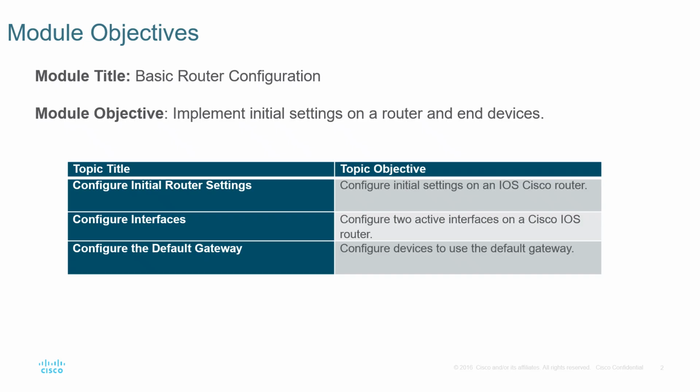So configure initial router settings is to configure exactly initial settings on an iOS Cisco router. You're going to configure 2 active interfaces on a Cisco iOS router, and you are going to configure the default gateway. So configure your devices to use the default gateway, which by now you should know is an interface on the attaching router to that LAN.